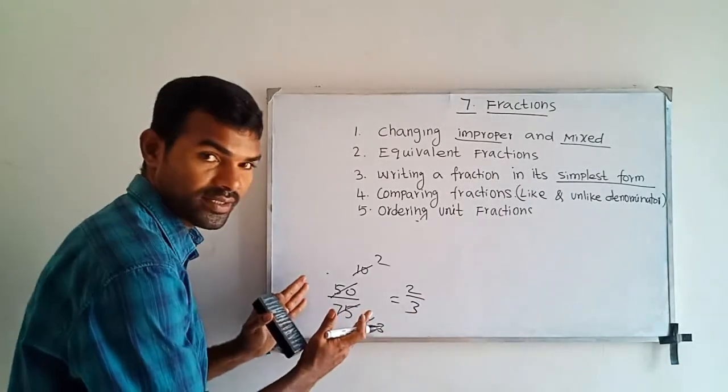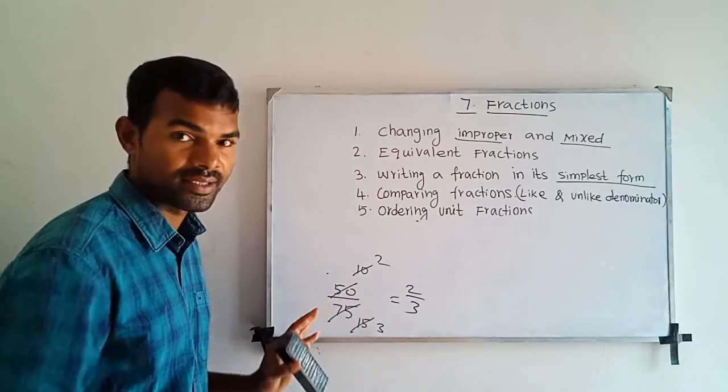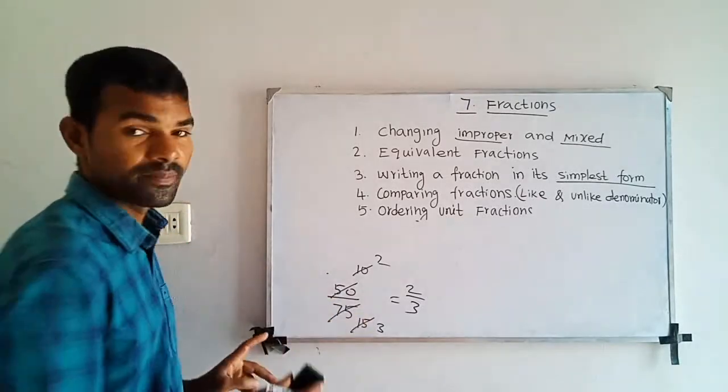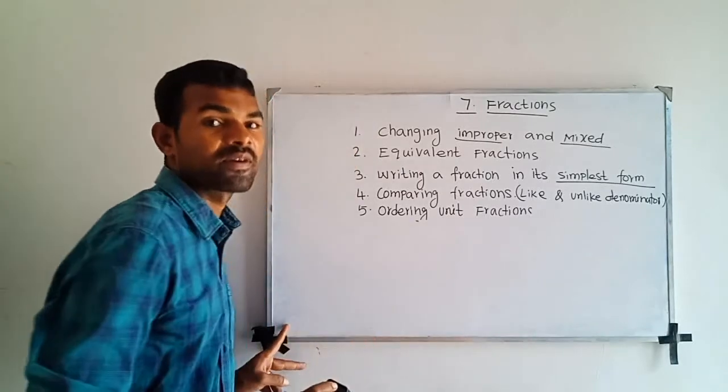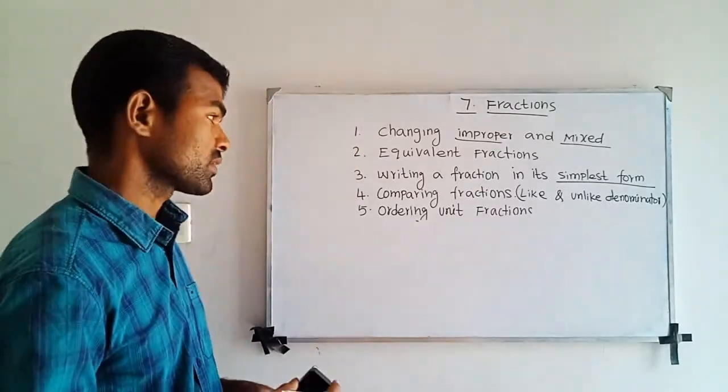So whatever common factors there are, you have to cancel them. Like that form. This is the simplest form. In simplest form, there is no common factor except 1.